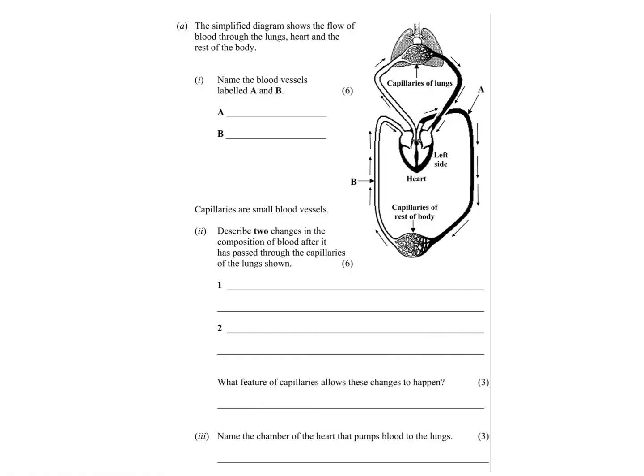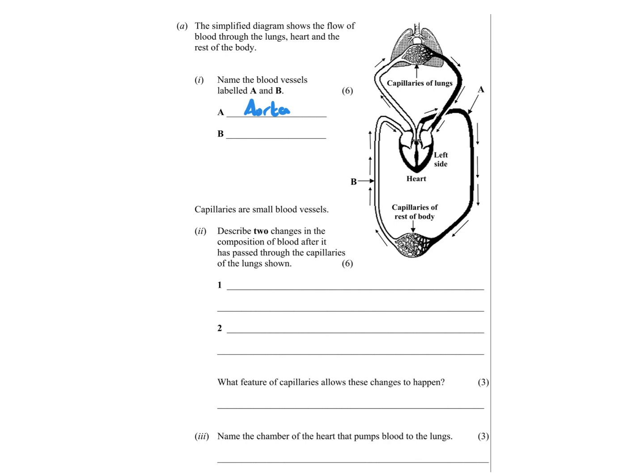So we have an exam question here then, based on everything we've seen up until this point. The simplified diagram shows the flow of blood through the lungs, heart, and the rest of the body. Name the blood vessels labelled A and B. So A is over here. Let's follow where that is. So it's this one here, which is after getting the blood from the left ventricle and it's pumping it around the body. Because it's leaving the heart, we know it's an artery, but it's not the pulmonary artery because it's in no way related to the lungs. So it has to be the aorta.